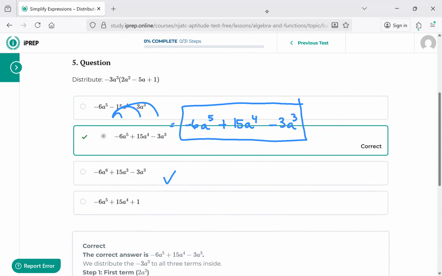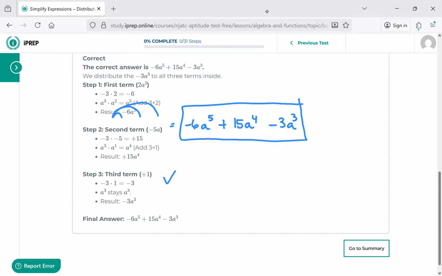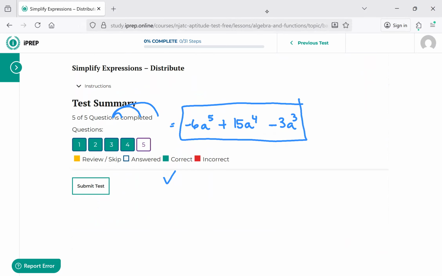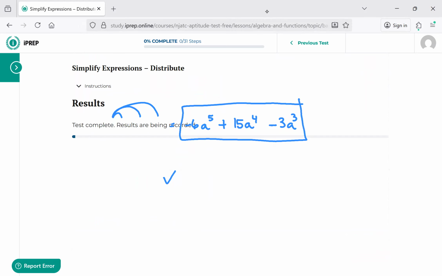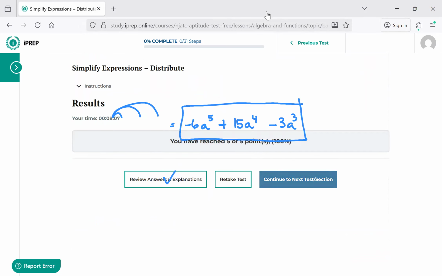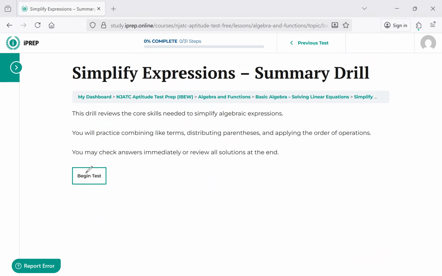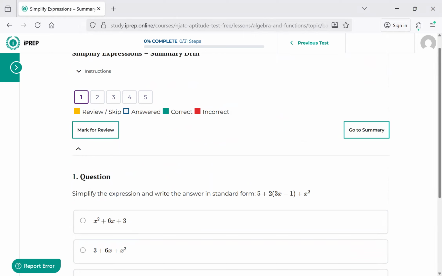Okay, so that was distributing. Let's move on. Now this is simplifying expressions. Begin test. Question one.